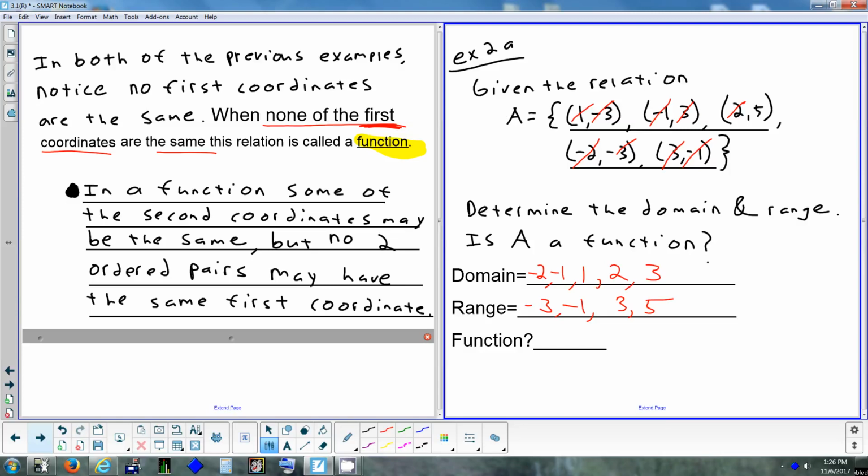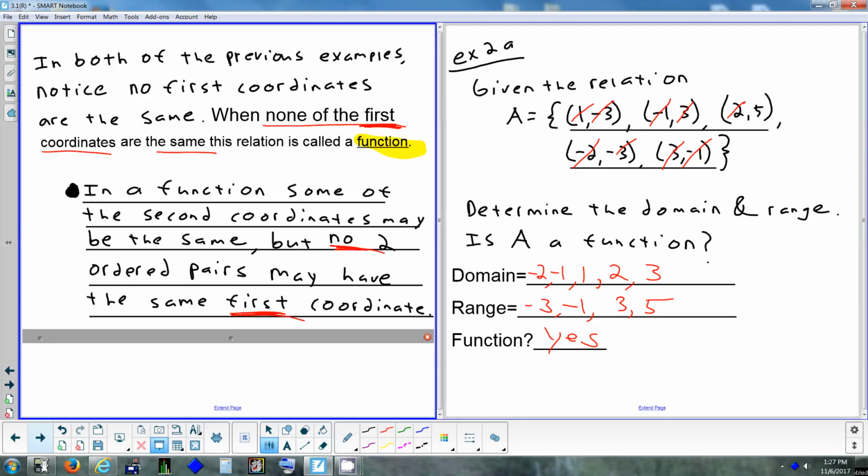And we had 3 and 3. I didn't think there was anything else that repeated in the y's. No. All right, so in order to be a function, where can you not have repeats? The domain. The x's. Was there any repeats in the first ones? No. So, we're good. Then it's a function. There was a repeat in the y's, but that's okay. The second coordinates may be the same, but not the first. Any question why that one's a function?